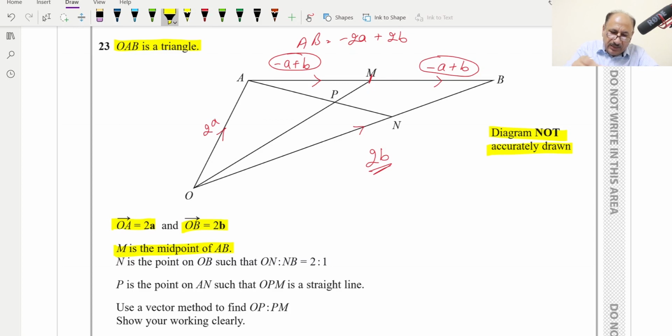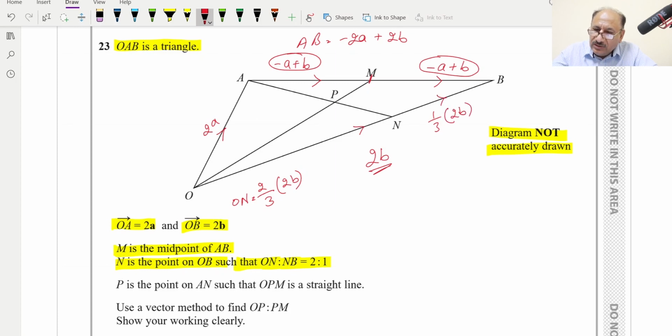Then N is the point on OB such that ON ratio NB is equal to 2 ratio 1. So OB is divided into 3 equal portions, and this will be 2 parts, 2 over 3. ON will be equal to 2 by 3 of 2B, and this will be 1 by 3. NB will be 1 by 3 of 2B. So we have separately written this value and this value as well.